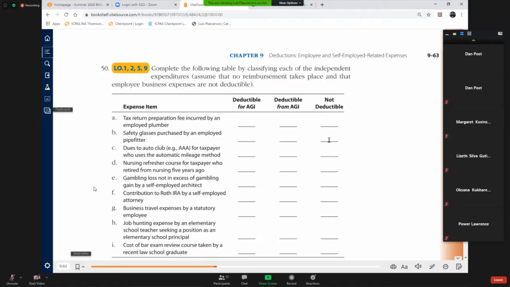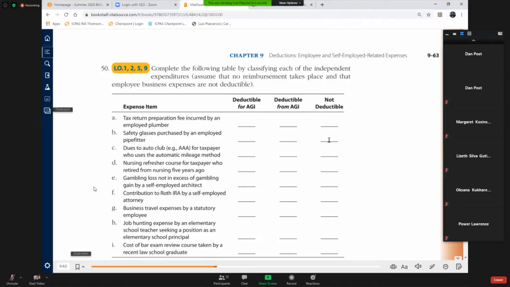Dues, actually, we're going to skip this one because I have to go over the mileage method for you to understand it. Even letter D is not deductible. Now, a nurse refresher course for a taxpayer who retired from nursing 5 years ago. In that case, it's not deductible. But if it's just continuing education for an active nurse, it's still not deductible, because they're an employee.